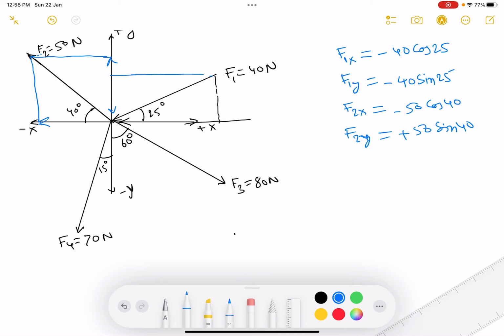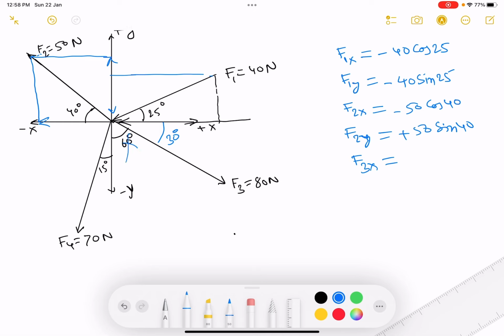Come to F3, right? F3x. F3 is 80 newtons. So now look at this. The angle which you are given is with the y-axis. F3 is making an angle with the y-axis. But now you find out the angle it makes with the x-axis first, right? That angle is 90 minus 60, which is 30 degrees. So you are now forgetting 60 degrees. You are not going to consider 60 at all, right?